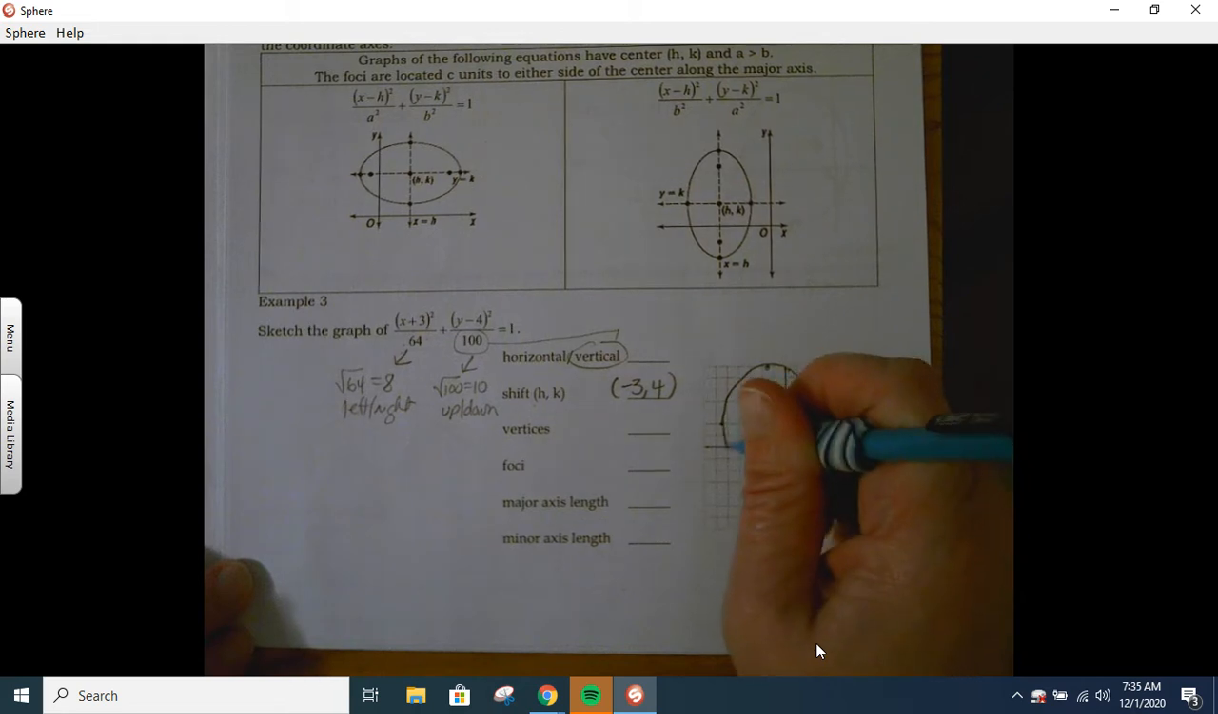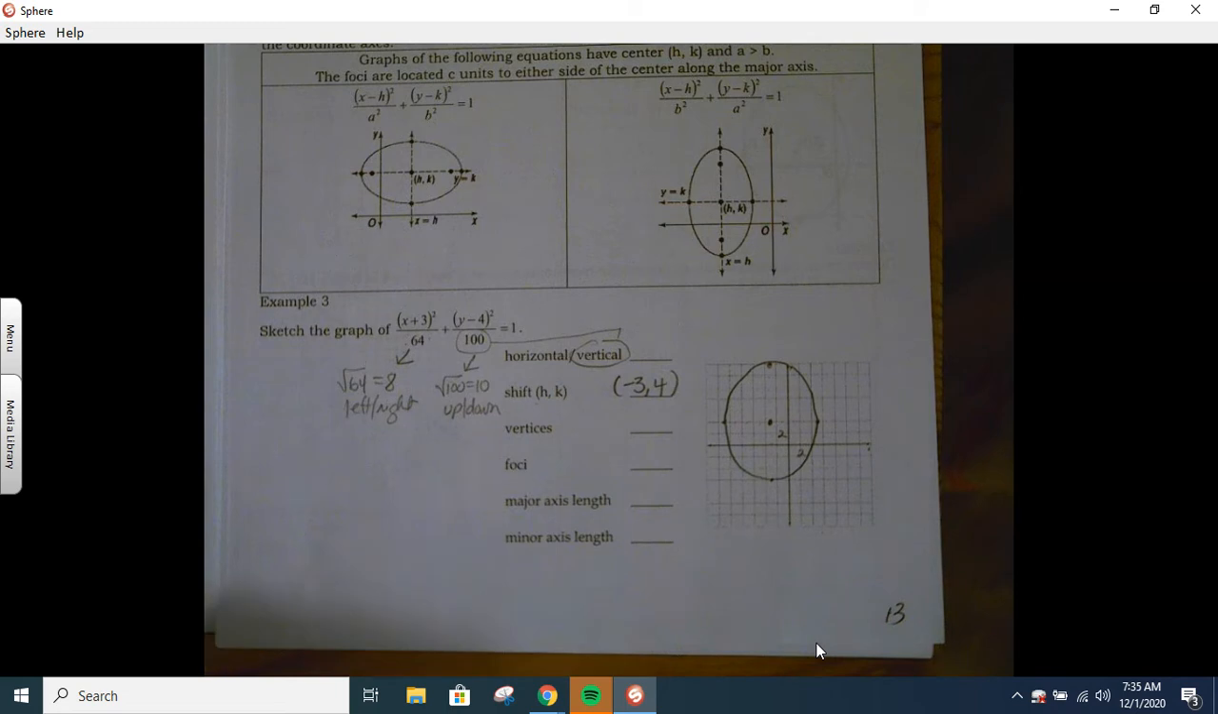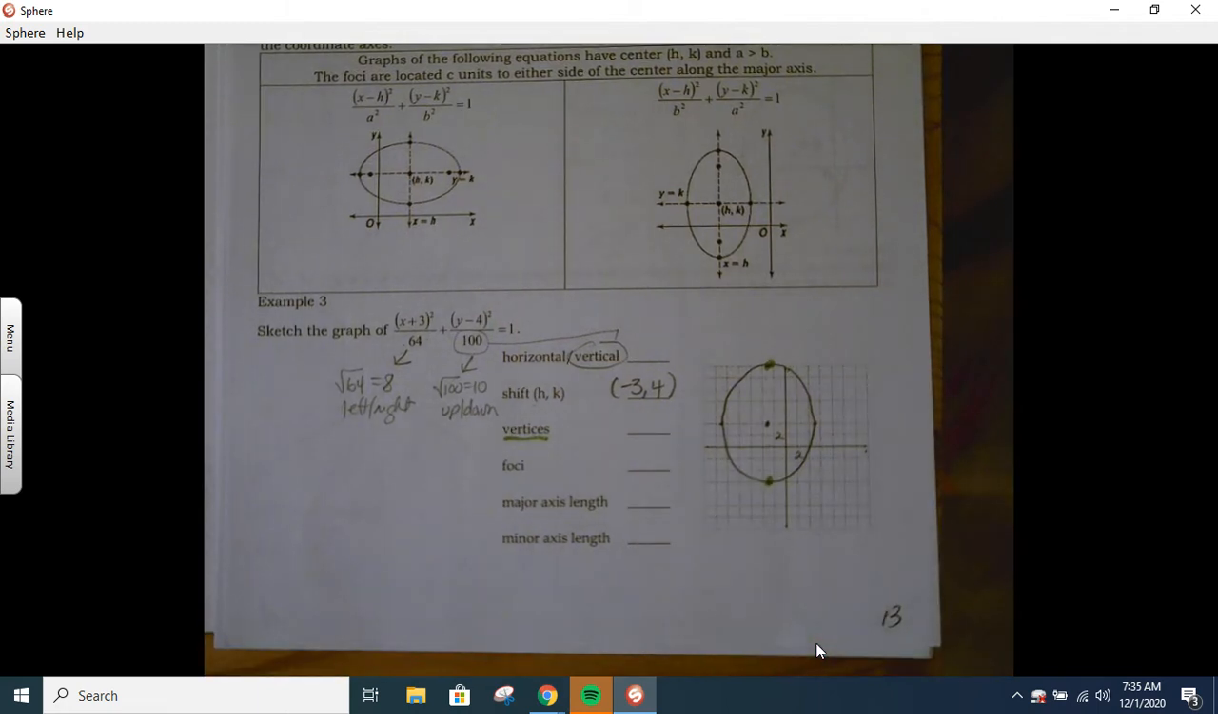Sometimes I feel like mine, especially the longer ones that are horizontal, sort of look like a lemon head, the lemon head guy. Okay, so there's my ellipse. My vertices are, again, at the top. They're the endpoints of the major axis, which in this case is vertical, so longer.